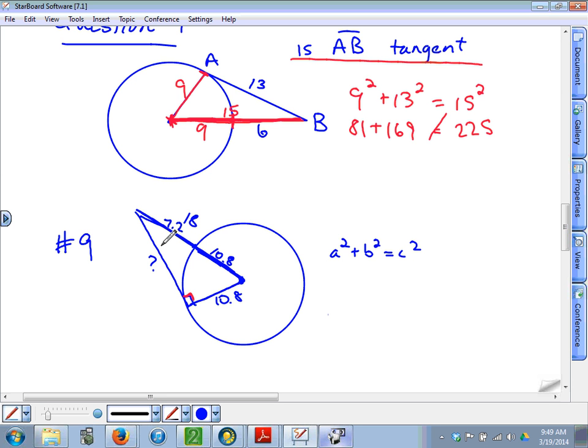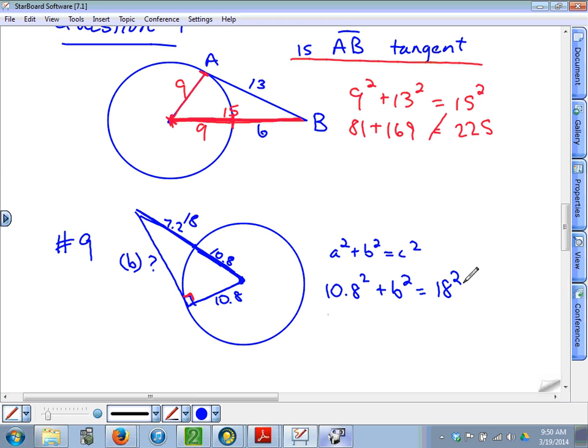So which side of the triangle are we trying to find? If we're talking about A, B, and C, it's B or A. So I'm going to call this one B. Exactly. So the theorem is A squared plus B squared equals C squared. So 10.8 squared plus B squared is equal to 18 squared. And then you solve it. You square everything and you subtract it. Then take the square root.